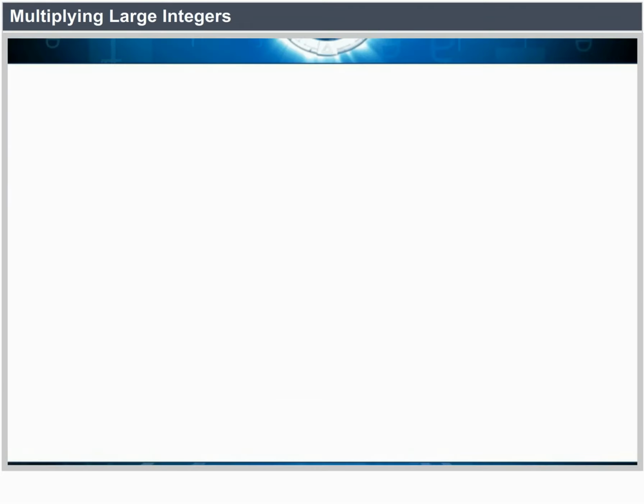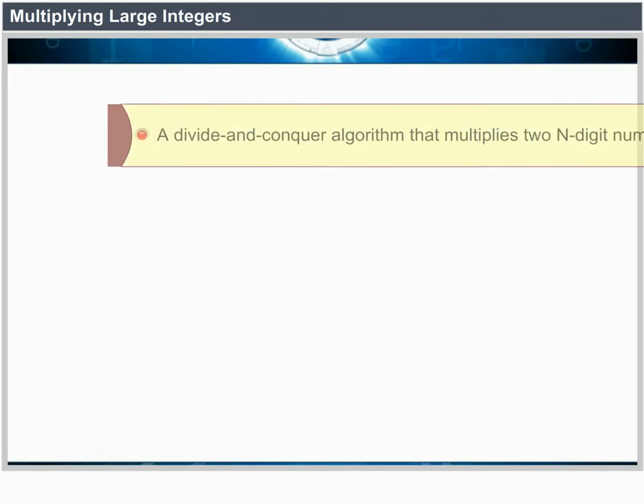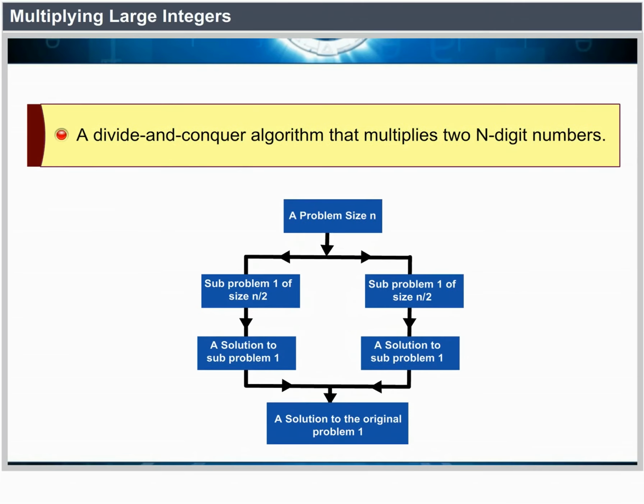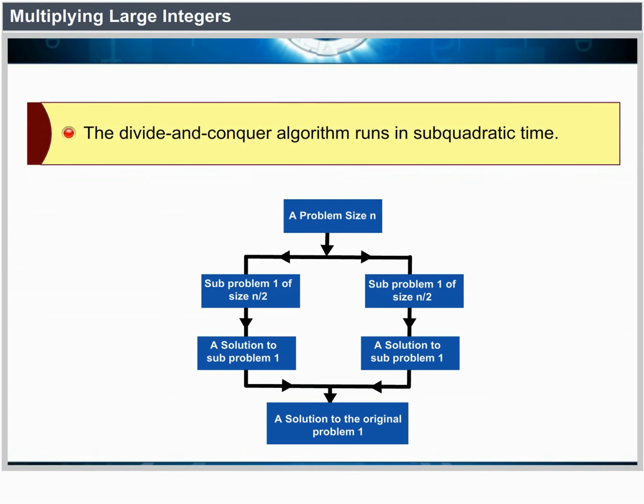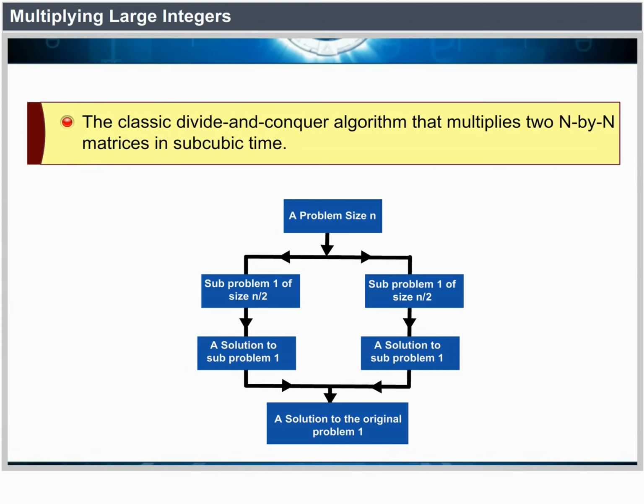Multiplying large integers. A divide and conquer algorithm that multiplies two n-digit numbers. If we measure multiplication in terms of the size of numbers being multiplied, then the natural multiplication algorithm takes quadratic time. The divide and conquer algorithm runs in subquadratic time. The classic divide and conquer algorithm multiplies two n by n matrices in subcubic time.